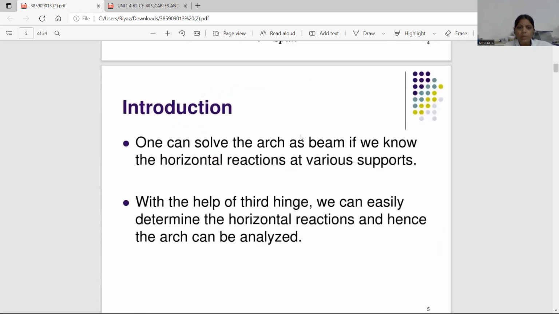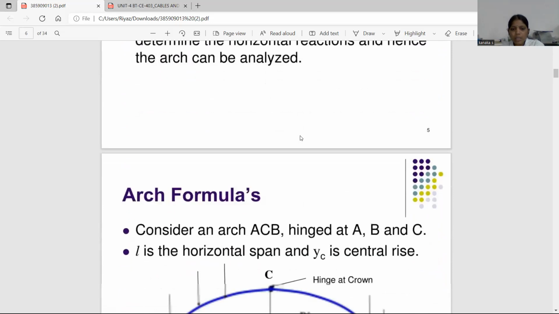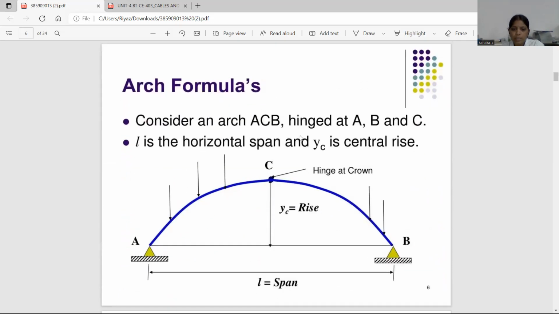Next, one can solve the arch if we know the horizontal reaction at the various supports. With the help of the third hinge, we can easily determine the horizontal reaction and hence the arch can be analyzed. The arch formulas follow on the next slide.